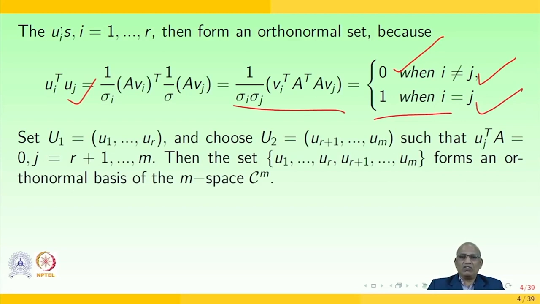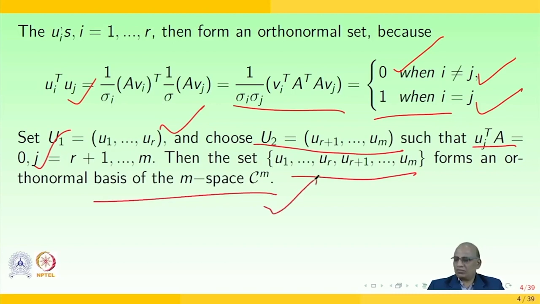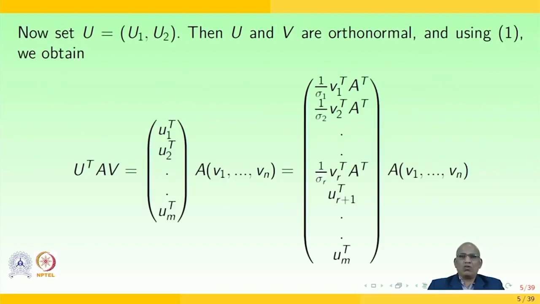Set U1 equal to u1, u2, u3, up to ur, and choose U2 equal to ur plus 1, ur plus 2, up to um, such that uj transpose A is equal to 0 for j equal to r plus 1, r plus 2, up to m. Then the set u1, u2, u3, up to ur, ur plus 1, ur plus 2, up to um forms an orthonormal basis of the m space. Now set U equal to U1, U2. Then U and V are orthogonal, and using equation 1, we obtain this form.